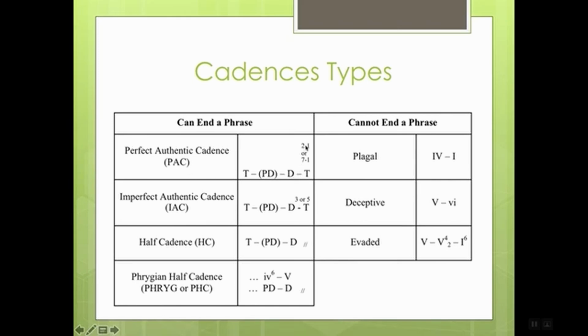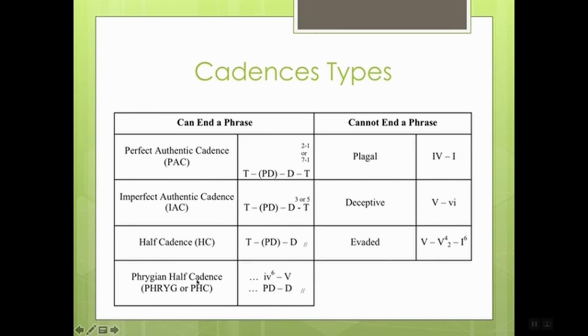And then if the soprano goes 2-1 or 7-1, and these chords are in root position, then it's a perfect authentic cadence. An imperfect authentic cadence would be a similar thing, except the soprano ends on scale degree 3 or scale degree 5. I didn't mention that it could also be if these chords are in inversion, but this is the most common thing. The soprano is not resolved, but the harmonies are. A half cadence is when you end on the 5 chord instead of ending 5-1.